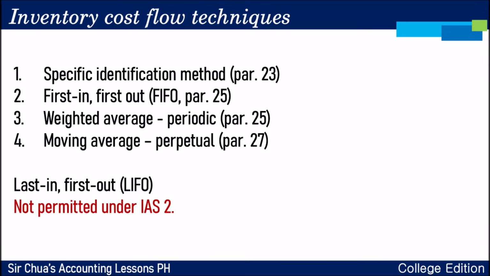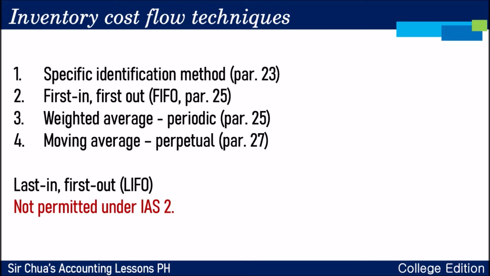Okay, so we have inventory cost flow techniques. Again, the specific identification method mentioned under paragraph 23 of IAS 2. First in, first out method mentioned under paragraph 25, also together with weighted average method, and then in paragraph 27 naman po is the moving average method.